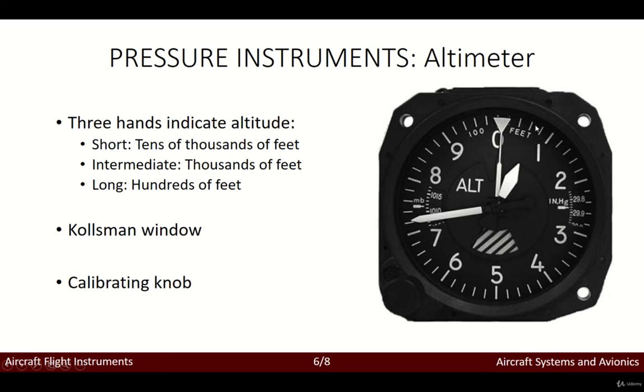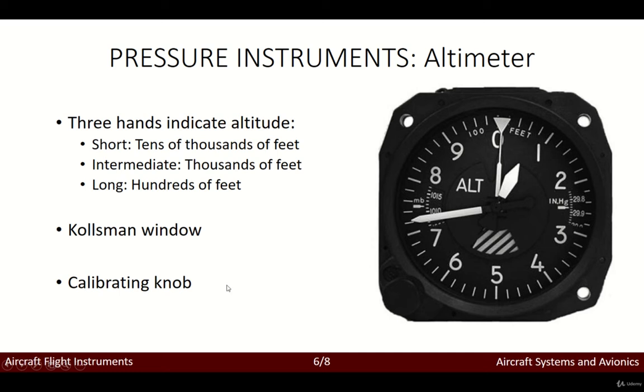As you can guess, the shortest hand indicates tens of thousands of feet, the medium one indicates thousands of feet, and the longest one indicates only hundreds of feet. The longest one is moving constantly, whereas the others move at a lower rate. We also have what is known as the Kollsman window, this part over here, which indicates, as we mentioned before, the pressure at which we calibrate our system, okay?